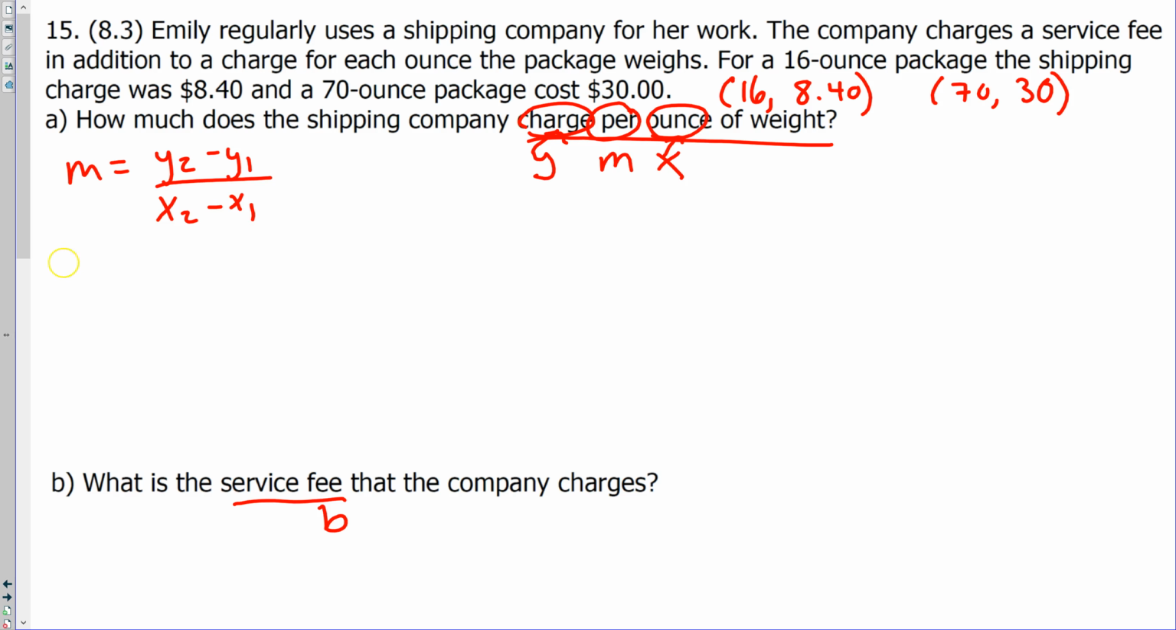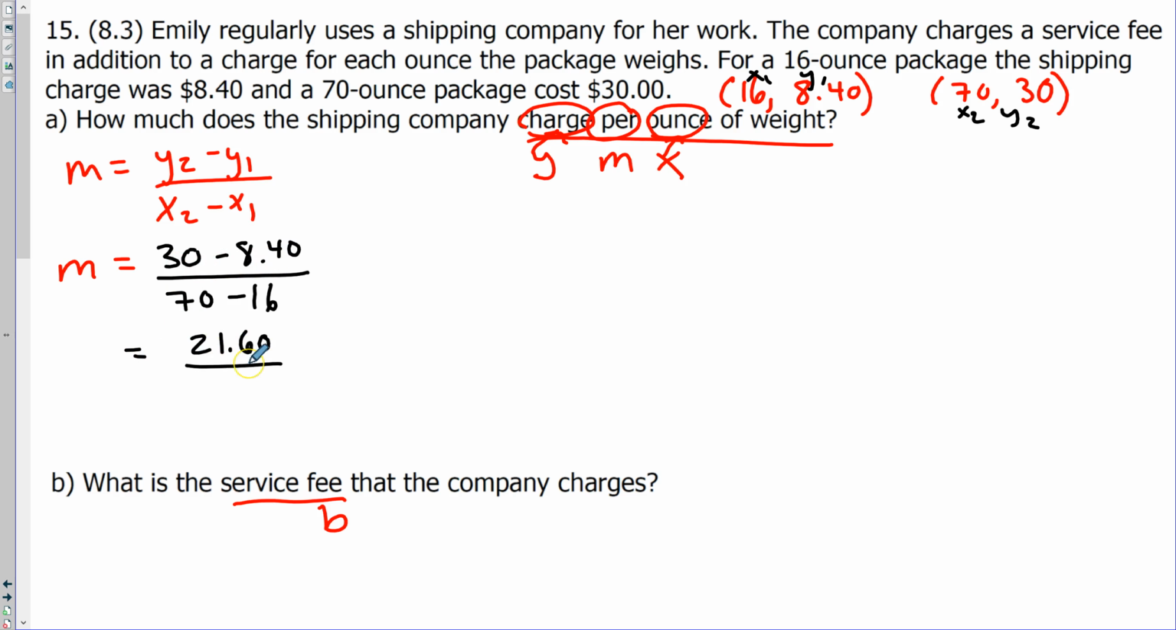So now that I have my coordinates, we can plug them into our equation here. Whichever way you want to label it, I'll call this one x1, y1, x2, y2. So we're going to do 30 minus 8.40 on the top and 70 minus 16 on the bottom. So we have to subtract before we can divide. 30 minus 8.40 is 21.60. 70 minus 16 is 54. And then we'll go ahead and divide those.